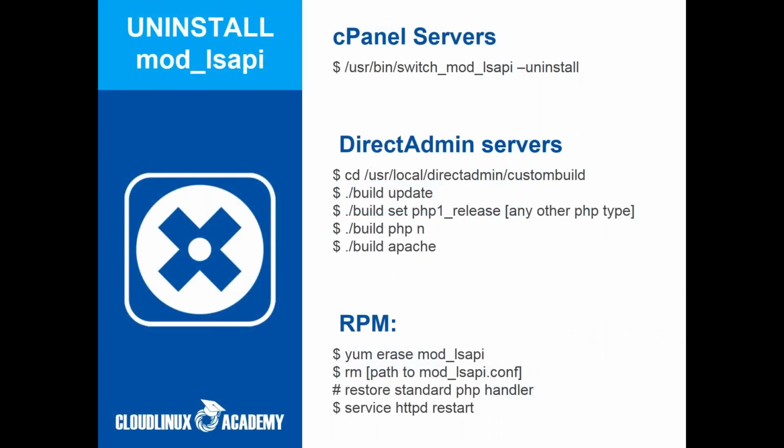Uninstall process depends on the control panel used. For cPanel, it is a single command line to switch from the Mod LSAPI utility. On a DirectAdmin server, you have to choose another type of PHP handler with the custom build utility, then rebuild PHP and Apache. On an RPM-based install, you will have to erase the Mod LSAPI package and restore the original PHP handler with Apache configs.